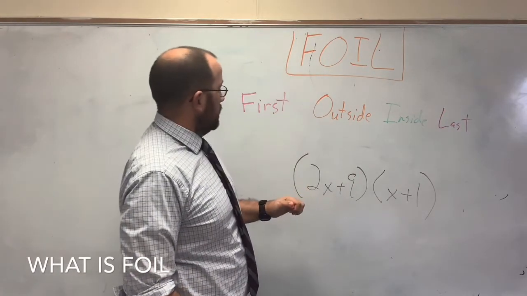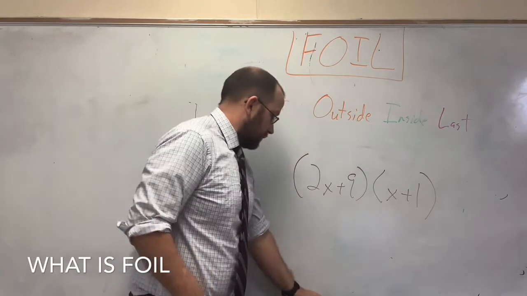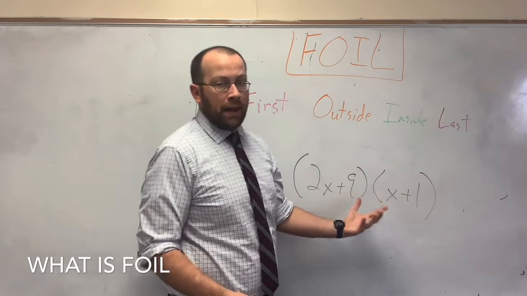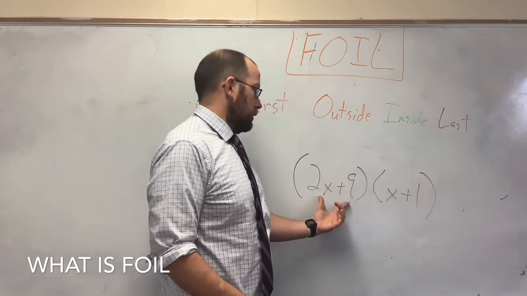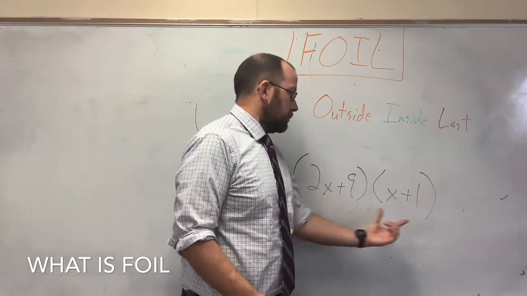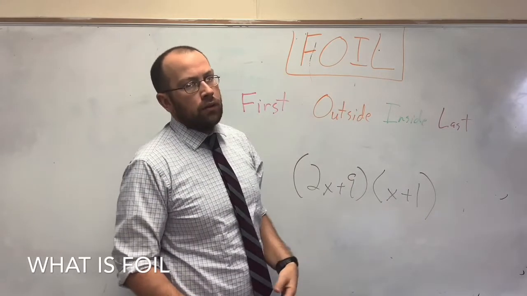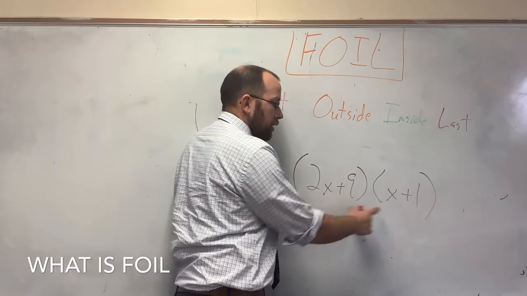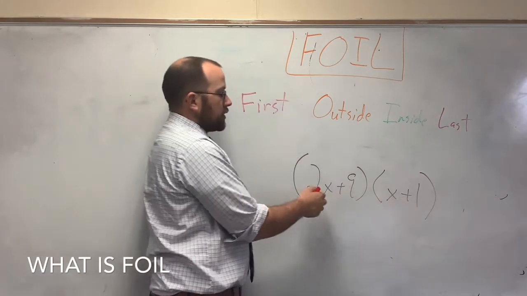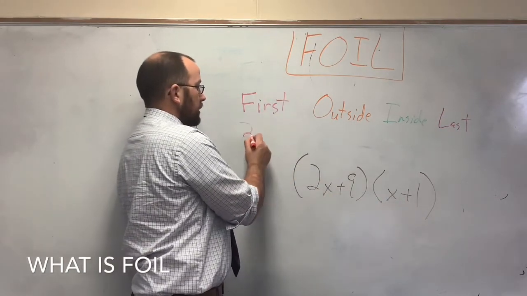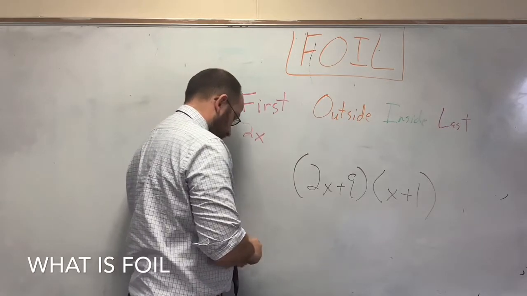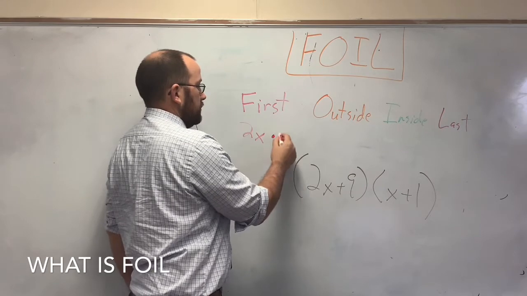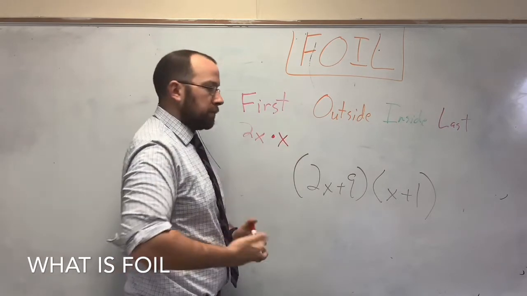Alright, so your first numbers. That is the first number of each of your binomials. That's what these are because there's two terms in each one. Binomial, binomial. When you FOIL, you can do other ones, but the most common one when we get into quadratics is a binomial times a binomial. So our first terms here are 2x and x. You're going to multiply them together.